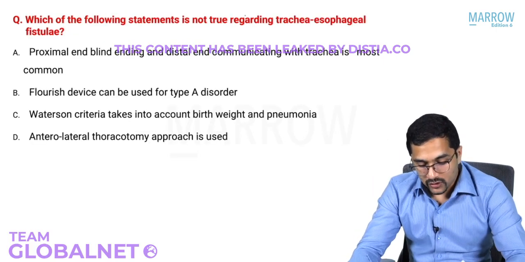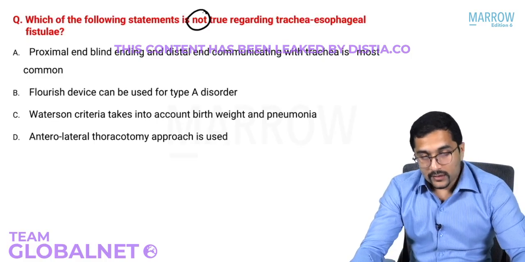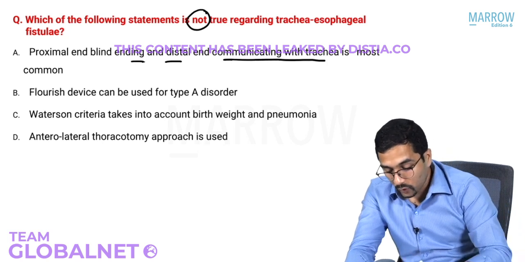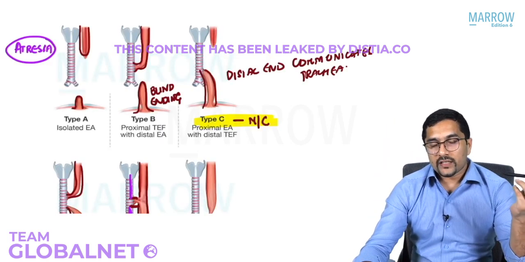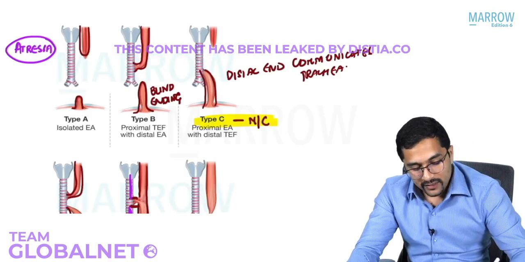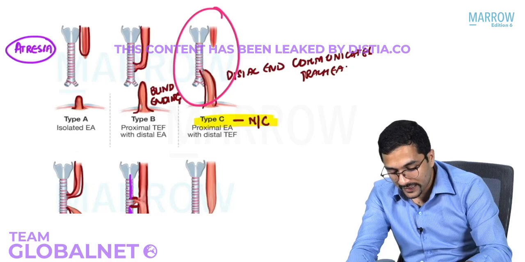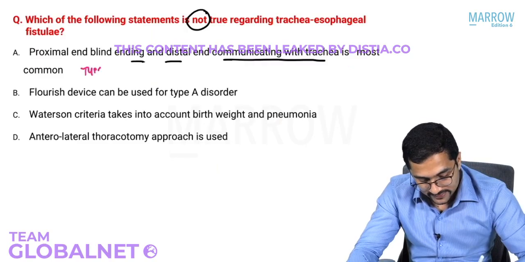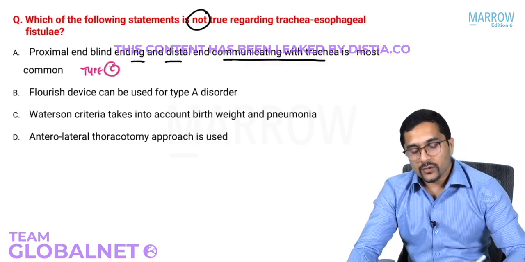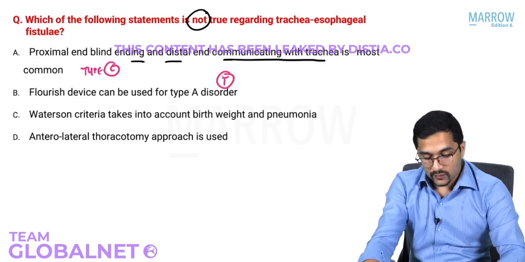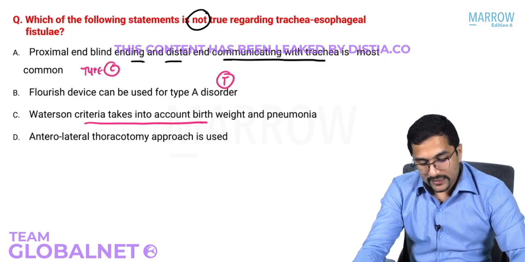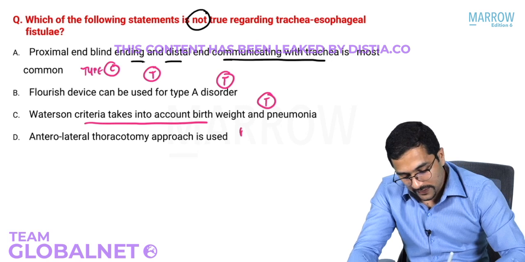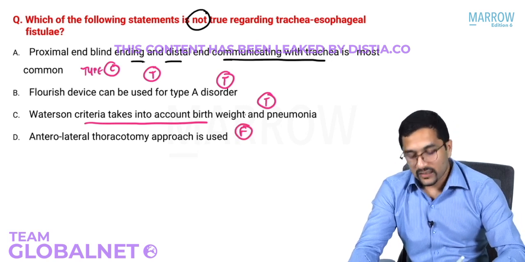Which of the following statements is not true regarding tracheoesophageal fistulae? Proximal end blind ending and the distal end communicating with the trachea is the most common. So I told you about the types of tracheoesophageal fistulae, and in this question they have written about type C, which is proximal end blind ending and distal end communicating with the trachea. That is the most common. Flourish device can be used for type A. This is true. This is used for atresia. Watterson's criteria takes into account birth weight and pneumonia. This is true. And anterolateral thoracotomy is done. This is false. We carry out a posterolateral thoracotomy.